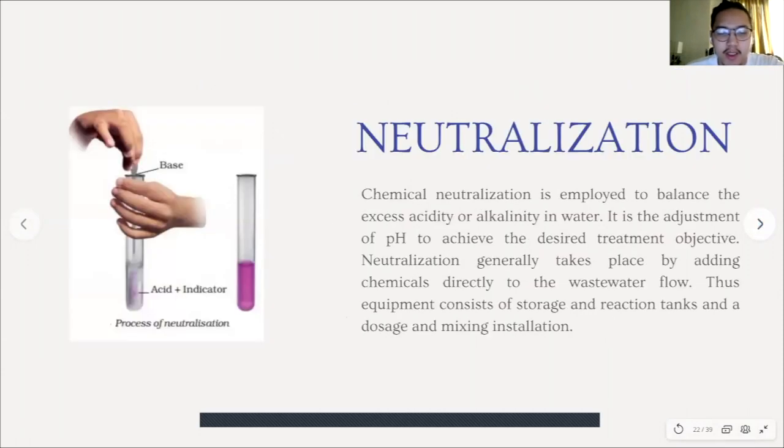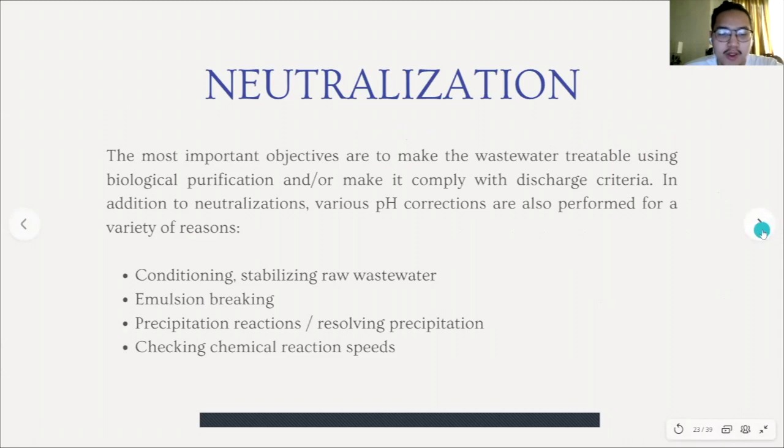The next type of chemical treatment is called neutralization. Neutralization is used to balance the acidity and alkalinity in wastewater. Basically, it is the adjustment of the pH levels in the wastewater until the desired pH is achieved. It is done by adding chemicals directly to the wastewater. The equipment required consists of a storage and reaction tank, a dosage, and a mixing installation. The most important objective of neutralization is to treat the wastewater using biological purification and make it achieve the required pH level.